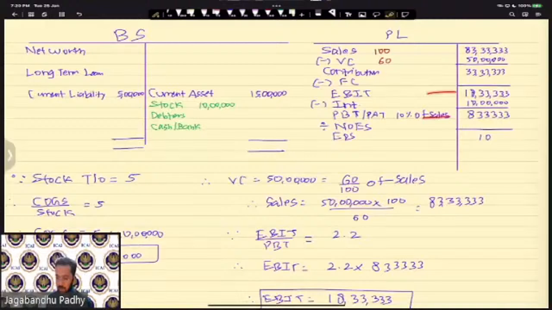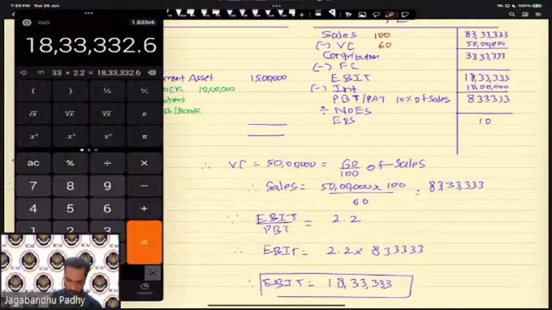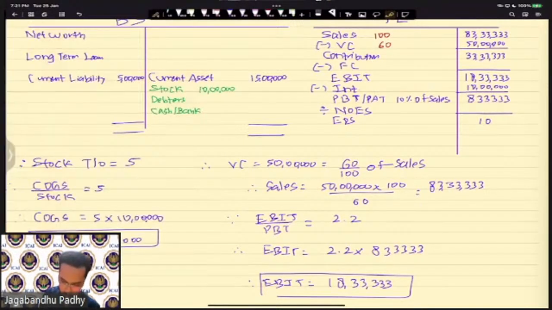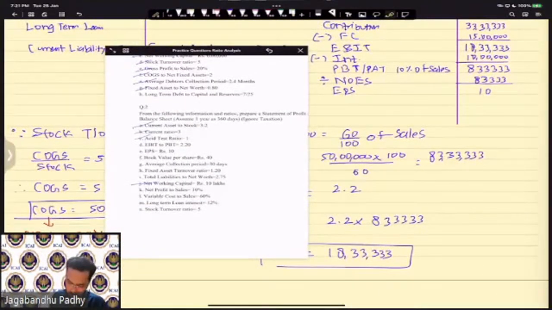The difference between contribution and EBIT will be the fixed cost, which is 15 lakh. 15 lakh is the fixed cost. And if we look at the number of shares, that should ideally be 83,333. Right. So now, once we get these figures, now we can think of EPS of 10, book value per share is fine. Average collection, now fixed asset turnover.